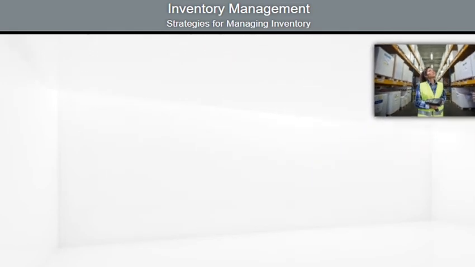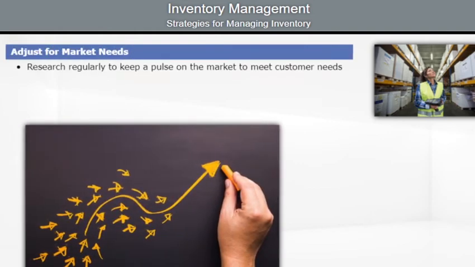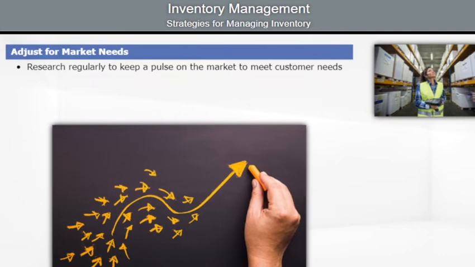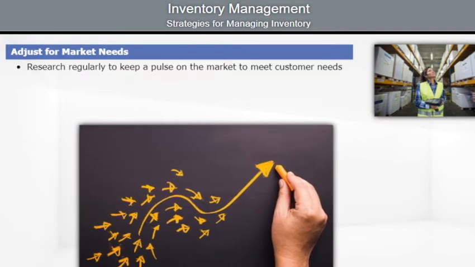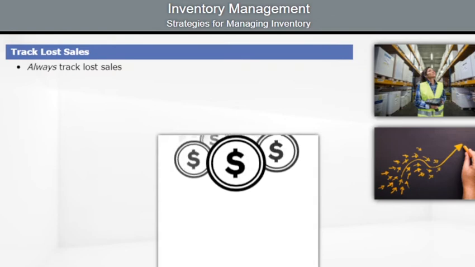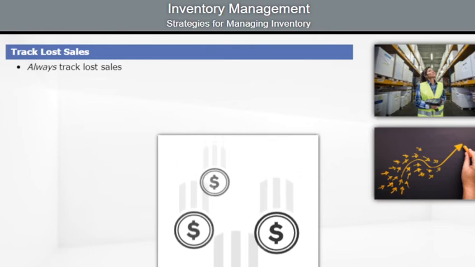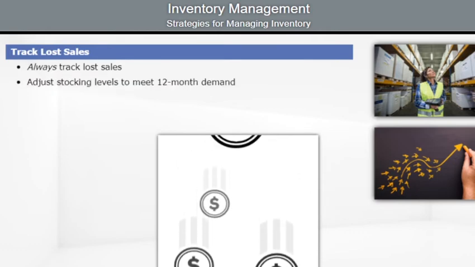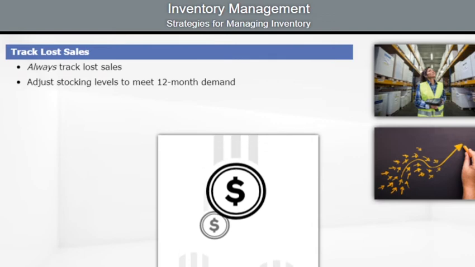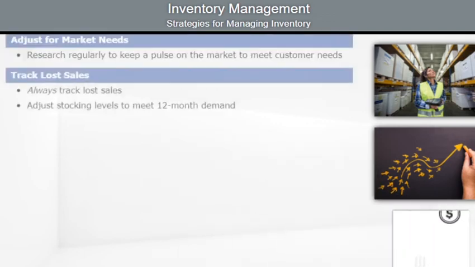From time to time, you may need to adjust for market needs. Conduct research on a regular basis to keep a pulse on the market and what your customers need. Always track lost sales to see if a trend develops. This helps you increase stocking levels of certain parts to keep your customers happy. Track specific reasons why the sale was lost. Adjust your system's phase-in parameters based on yearly sales to maintain sufficient inventory of those parts.